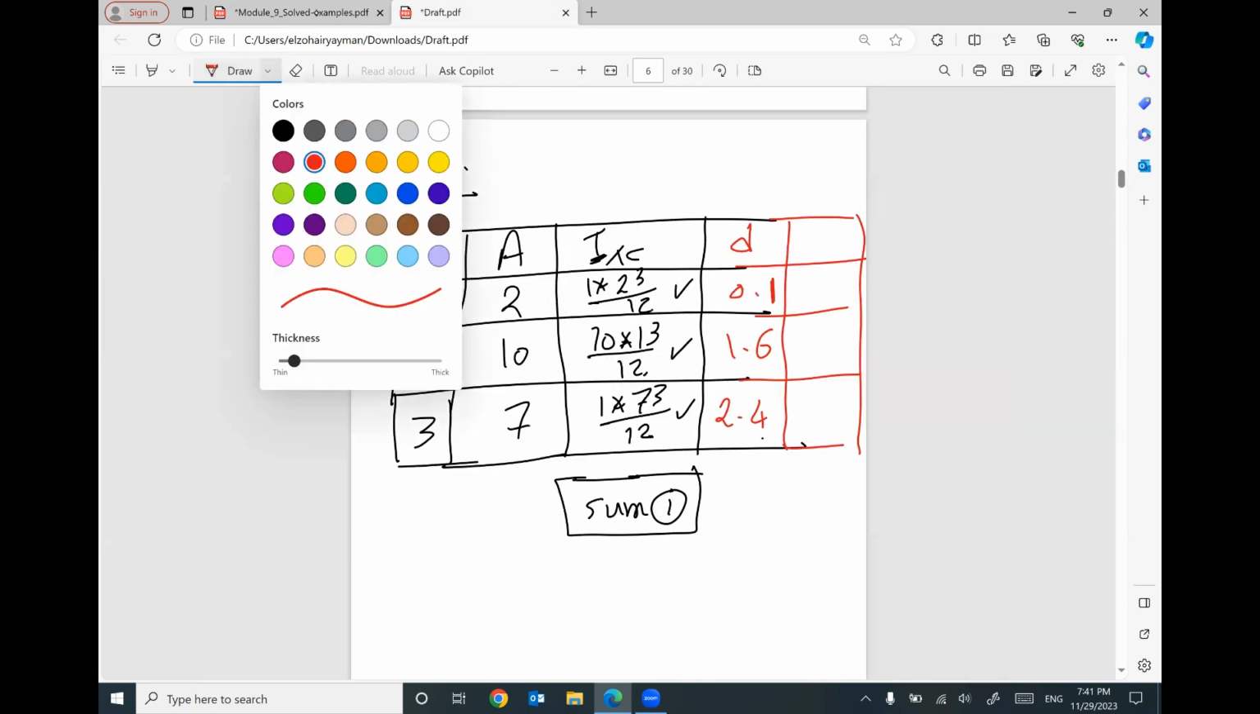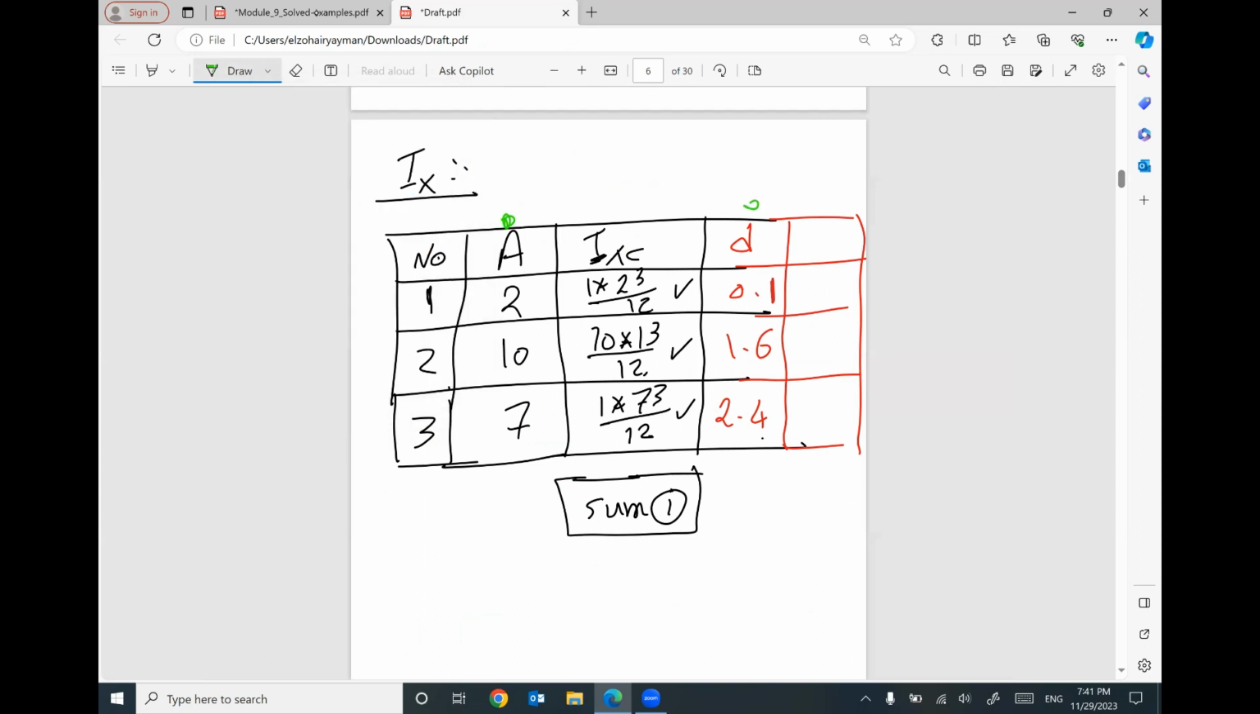Go ahead and multiply this column by this distance square, area times d square. So this one times this one square, I got 0.02. This one times this one square, this one times this one square, and find out the summation. So your Ix will be this summation plus this summation. You can find out the final summation.